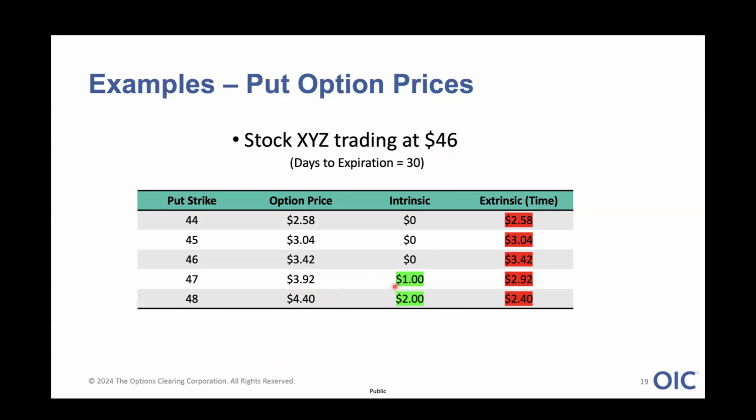This option is $1 in the money. If it's $1 in the money, then the remaining time premium is $2.92. Because remember, the intrinsic and extrinsic value has to add up to where the options are trading in the marketplace. Now, the at the money options are the 46 level puts. They're trading for $3.42. This premium is comprised of 100% time premium, as well as the 45 and 44 level out of the money puts. And once again, you can see which option has the most amount of extrinsic value or time premium. It's the at the money options here.